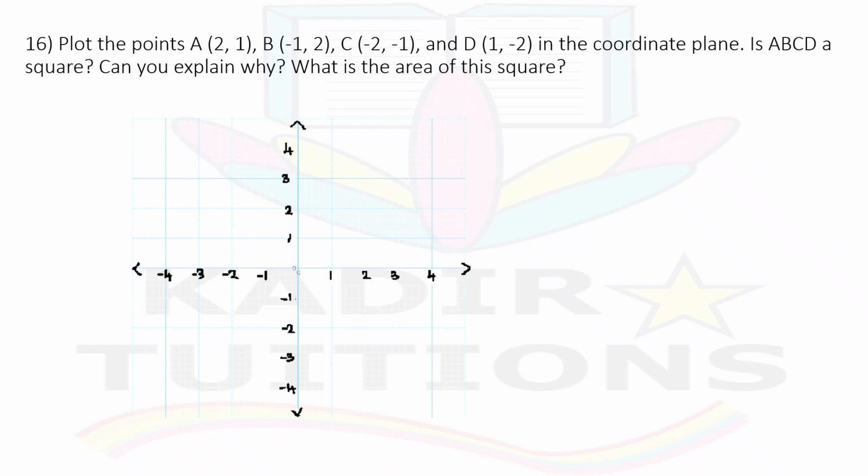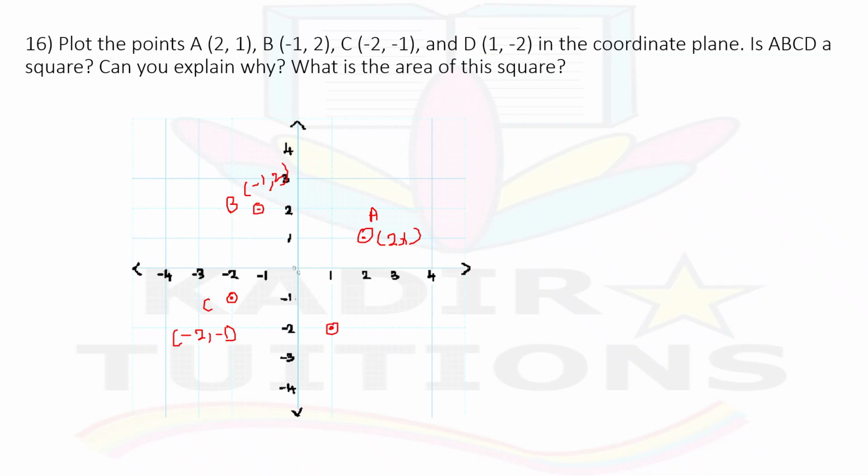2 comma 1. So 2 is on the x-axis and over here 2 comma 1. This is point A. And then B, it is minus 1 comma 2. So minus 1 and over here it is coming, right? So minus 1 comma 2. And what about C? It is minus 2 comma minus 1. So over here, this one is B and this one is C, minus 2 comma minus 1. And what about D? 1 comma minus 2.